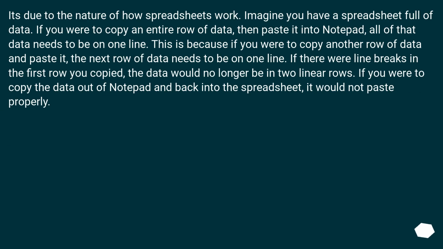It's due to the nature of how spreadsheets work. Imagine you have a spreadsheet full of data. If you were to copy an entire row of data, then paste it into Notepad, all of that data needs to be on one line. This is because if you were to copy another row of data and paste it, the next row of data needs to be on one line. If there were line breaks in the first row you copied, the data would no longer be in two linear rows. If you were to copy the data out of Notepad and back into the spreadsheet, it would not paste properly.